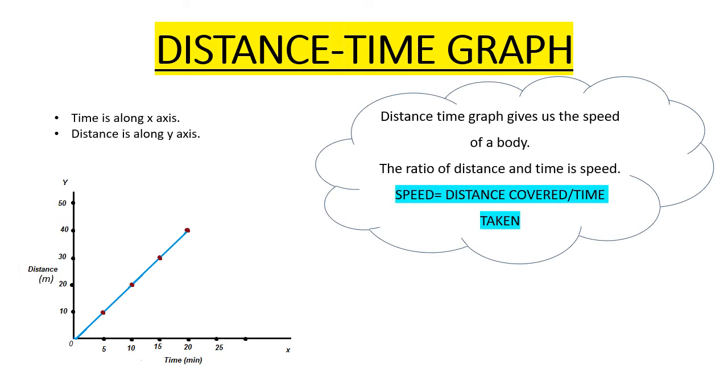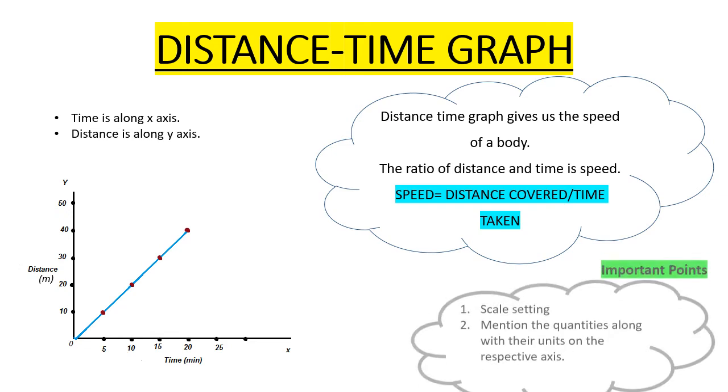Here is a question: why we study distance time graph? What we can get from this graph? So basically this graph gives us the speed of a body. The ratio of distance and time is a speed. As we can see from the formula, speed is equal to distance covered divided by the time taken by the body. So this graph is helpful in finding the speed of a body at a particular point from the graph. But here we have some more important points.